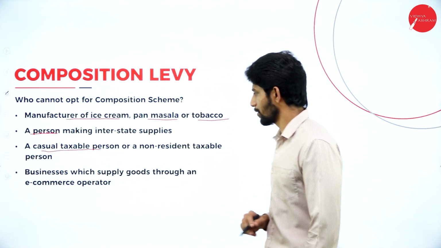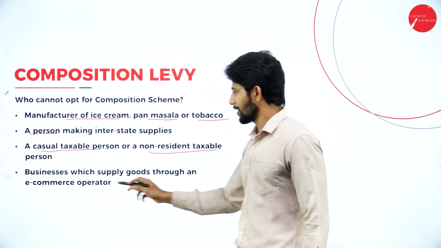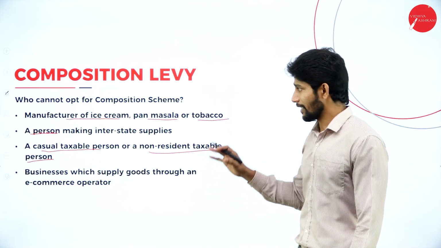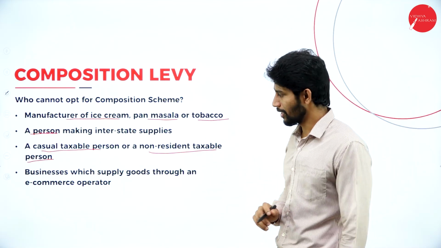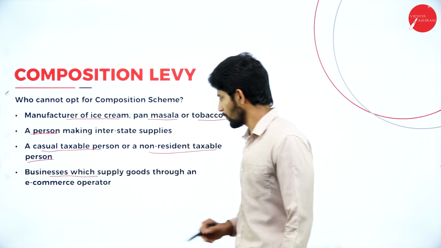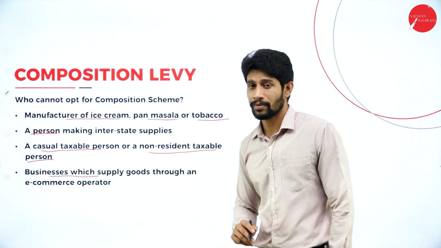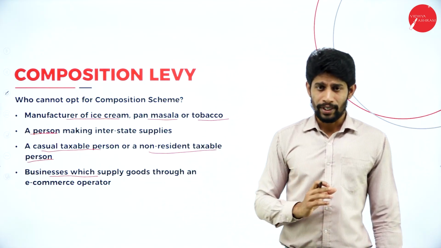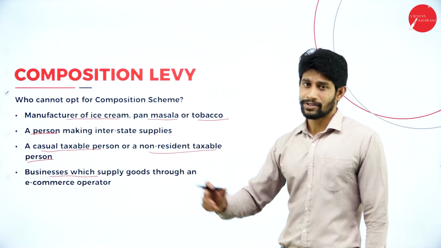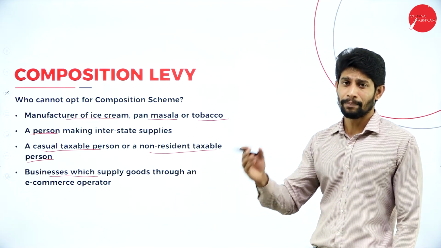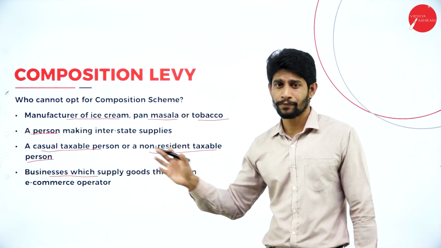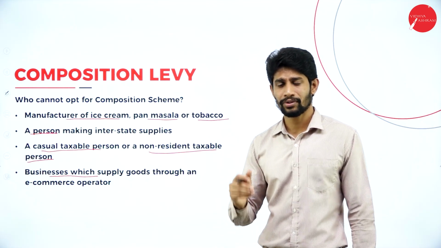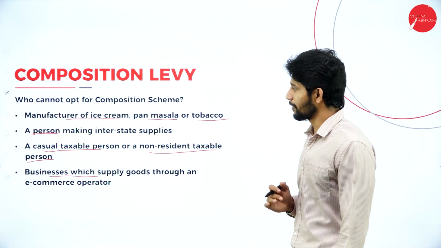And a casual taxable person or non-resident taxable person. Yes, if he is a non-resident, then he also can't opt for the composition levy scheme. Next, businesses which supply goods through an e-commerce operator, like for example Flipkart or Amazon, also can't opt for the composition levy scheme. So these people can't opt for it even though their turnover is less than 1.5 crore.